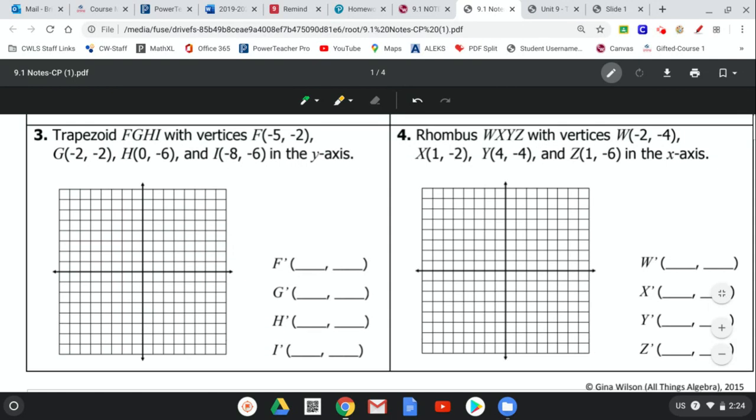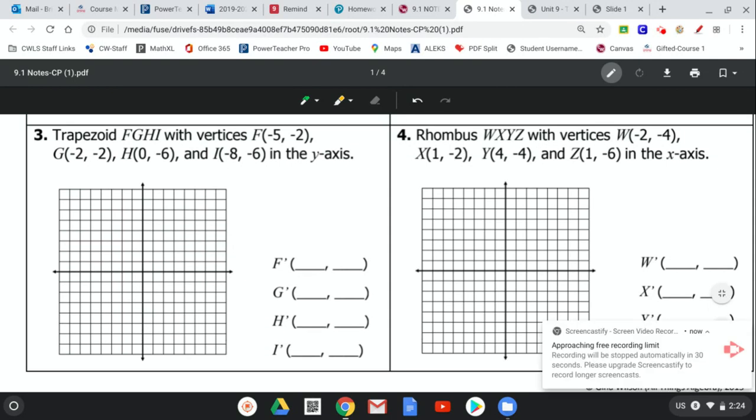So number 3 here is a trapezoid, all right? And it has vertices of -5, -2, so that's going to be F. So again, we have to graph our pre-image. All right, so that is going to be F right there. G is at -2, -2. So that is G. Again, you guys can be doing this in Desmos. H is at 0, -6.